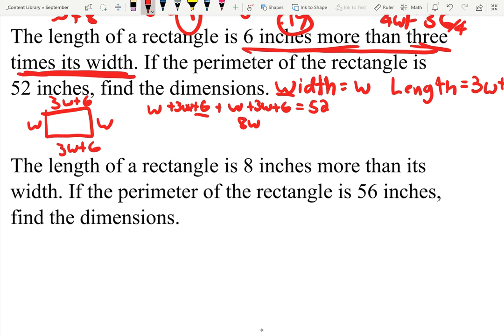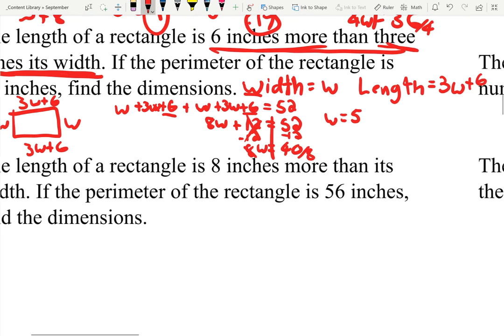Now combine the 6's. We got plus 6 and plus 6 together makes plus 12. So 8W plus 12 is equal to 52. We just combined all those terms that we could. So now you just solve. Subtract 12 on both sides. We have 8W equal to 40. And then divide by 8. W equals 5. So that tells us that the width is 5.